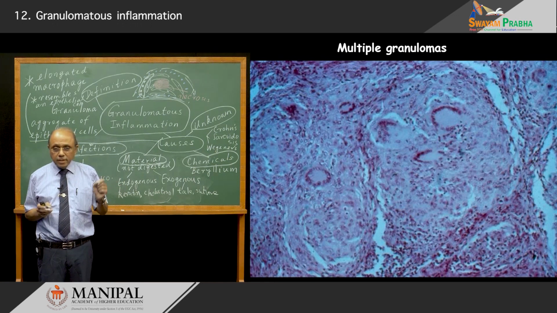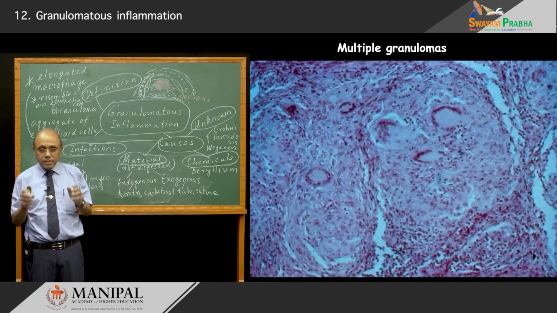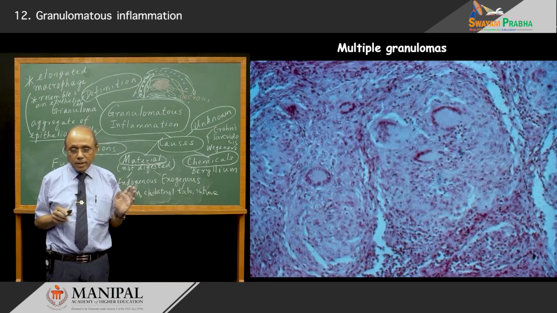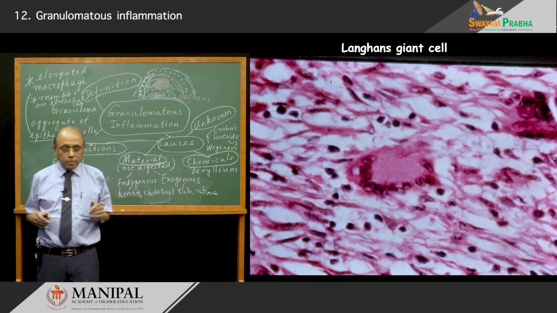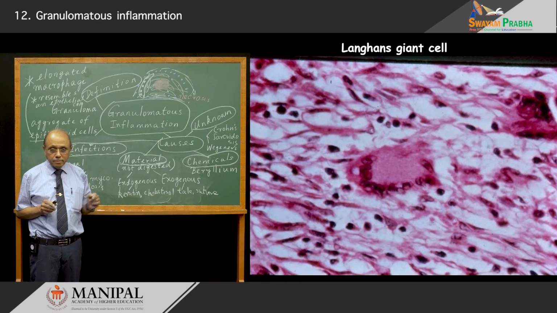Please note the arrangement of the nuclei in the form of a horseshoe, almost like a garland, and this horseshoe shaped arrangement is what gives it the name Langhans giant cell. This is a close up of the Langhans giant cell. You see the abundant pink cytoplasm and the arrangement of the nuclei in the form of a horseshoe.